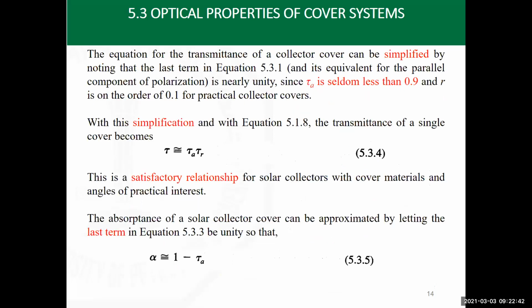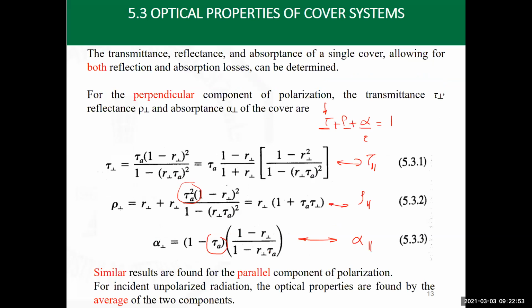The equation for the transmittance of a collector cover can be simplified, noting that the last term of equation 5.31 can be assumed equal to 1, so that the value of tau normal is given by that expression here. That's a simplification, because normally this value tends to be very close to 1. Accordingly, for simpler calculations, this whole term can be dropped, and you can consider only this one for the sake of simplicity, as I mentioned.